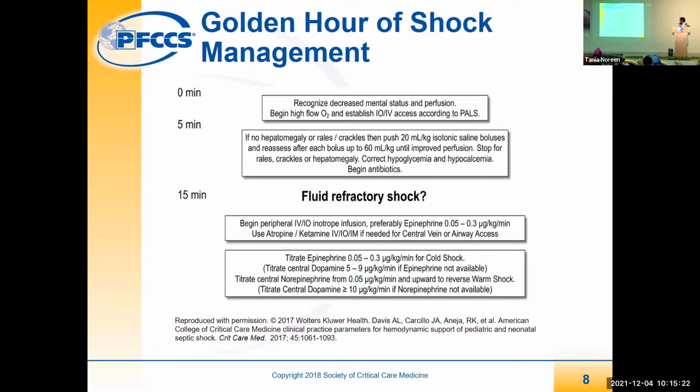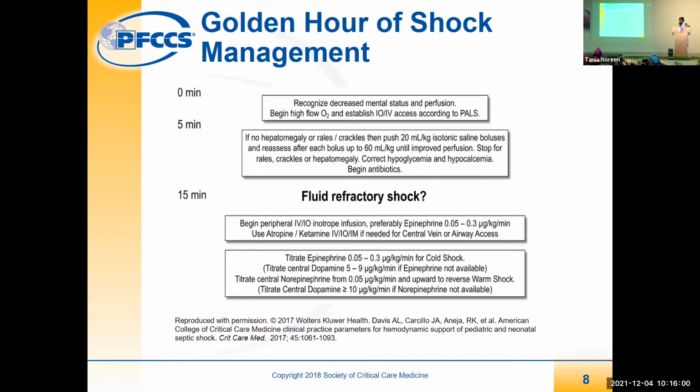So as soon as we come across a patient who is found in shock, that is recognized by the clinical signs and symptoms. So we recognize the shock, the patient is in altered mental status, is irritable, and clinically the perfusion is not good. So what is the first thing we do? We put on oxygen and we get the access. Already most of the people would have done the PALS. So this is actually the PALS algorithm. As per PALS, we put on high flow oxygen.